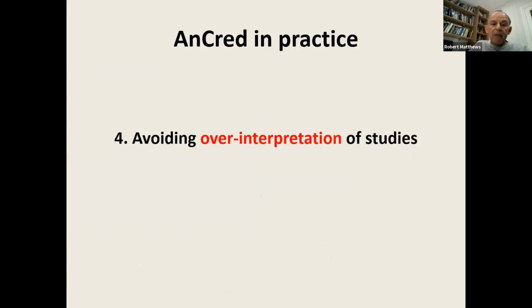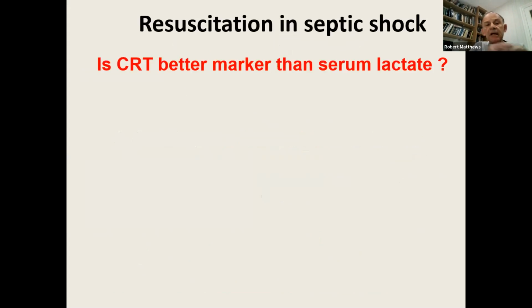And finally, how to avoid over-interpretation of studies. This is a study that was published earlier this year on resuscitation techniques for patients who fall into septic shock. It looks at two markers for how to treat the septic shock. One is capillary, I think it's refill time, I forget what it has to do with capillaries in the body. Is that better than the standard, which is serum lactate levels, for dictating how to treat a particular patient?